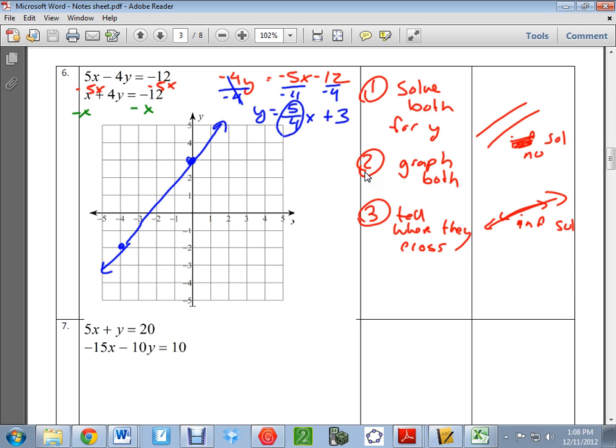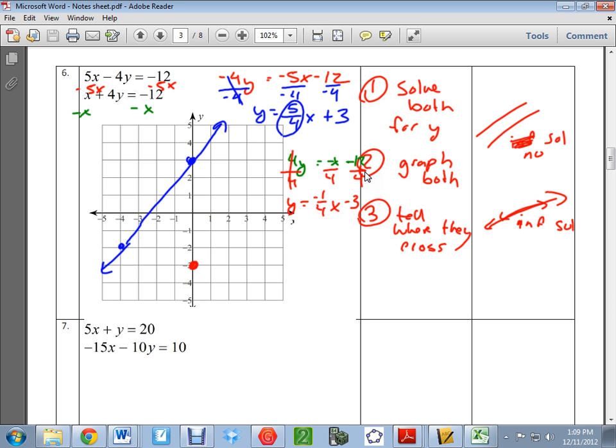Subtract x from both sides. 4y is equal to -x minus 12. How do I get rid of the 4? Yeah, divide it all by 4. What is -x divided by 4? -1/4 x. -12 divided by 4? Minus 3. Where would you start for this graph? -3. And your slope is -1/4.